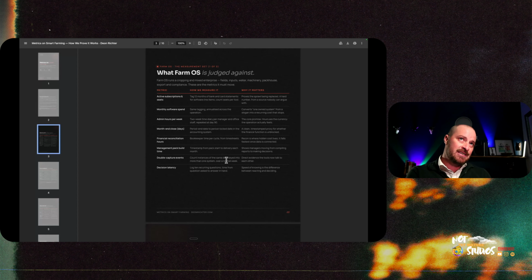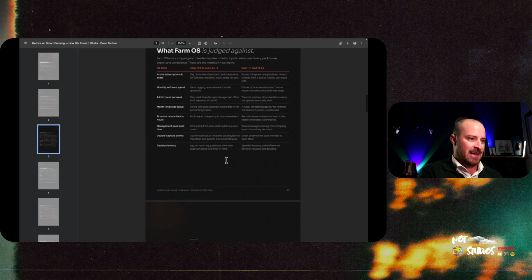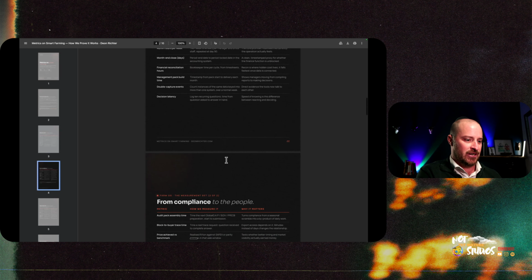As you can see, we look at things slightly differently, because the manager and the owner are measuring it as freeing up their own time and solving the problems, meaning why the build was done in the first place. But these are the minor things that we measure to make sure that this is actually an effective thing. So that's the first thing that Farm OS is judged against.